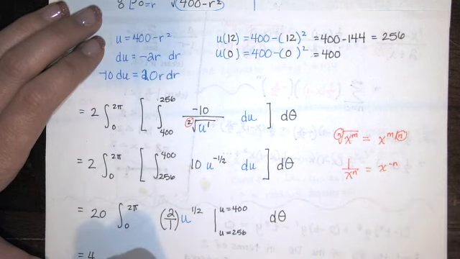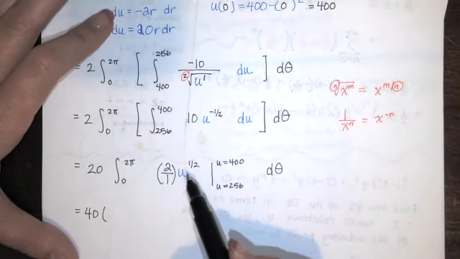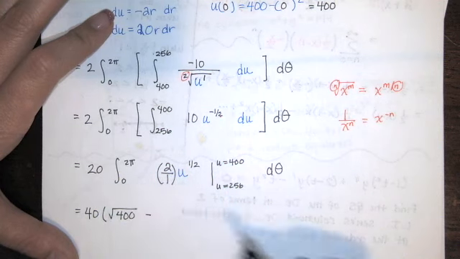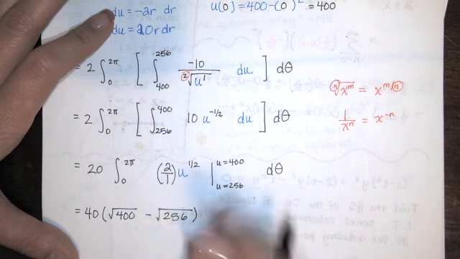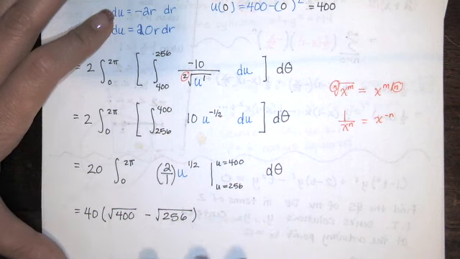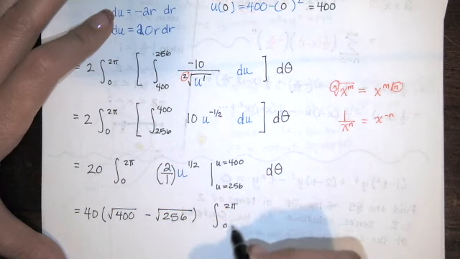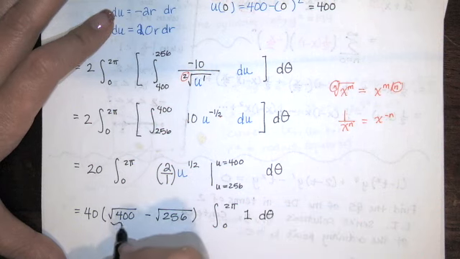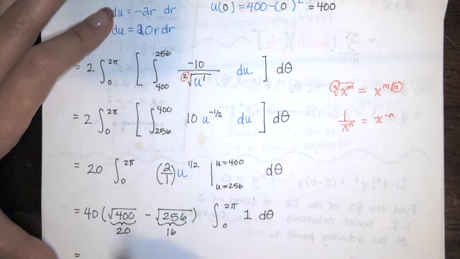2 times 20 is going to give me a 40. And a u to the 1/2 is the same as the square root of u. So this turns out to be, when we evaluate at 400, square root of 400, then we want to evaluate this at 256. So I have square root of 256. And again, that 2 times that 20 gave me that 40. Those are all constants, so I'll factor those out of my integral. Now I just have the integral from 0 to 2 pi of d theta, or 1 d theta if you prefer. And this is 20. And this is 16. So I've got 40 times 4, which is 160.